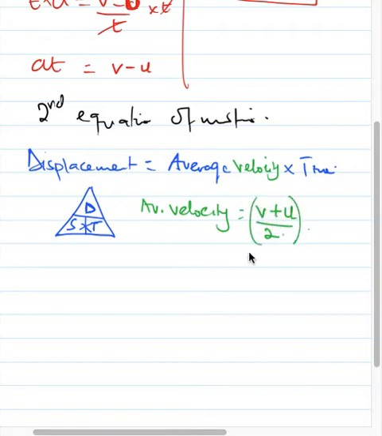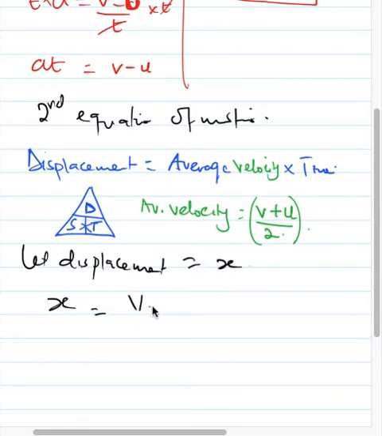Now displacement in physics is represented by two symbols. It can be an s or an x. Let's use an x because s may be interpreted as speed. So we say let displacement equal x. So x will be v plus u over 2, which is the average velocity, times time. The symbol for time is t.